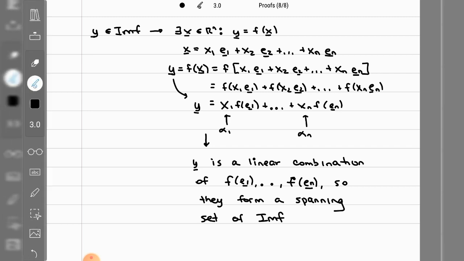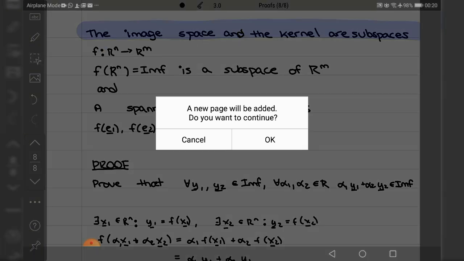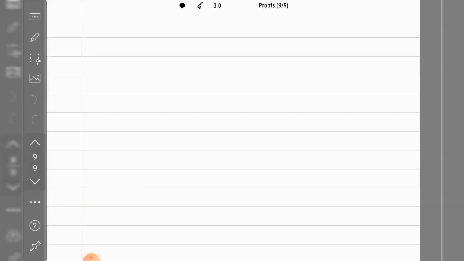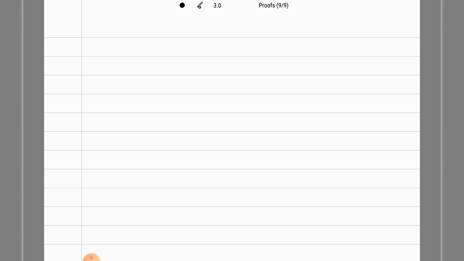So now for the other proof, we have to prove that a kernel is also going to form a subspace. So this one is actually quicker. It's only going to have one part for the proof. So first of all, the kernel represents the set of solutions for the homogeneous system. So we can say that if we take two vectors that we call x1 and x2 that are in the kernel, they're both solutions of the same homogeneous system.